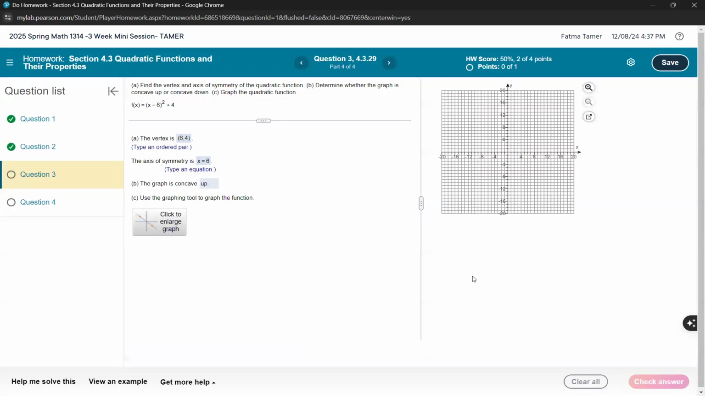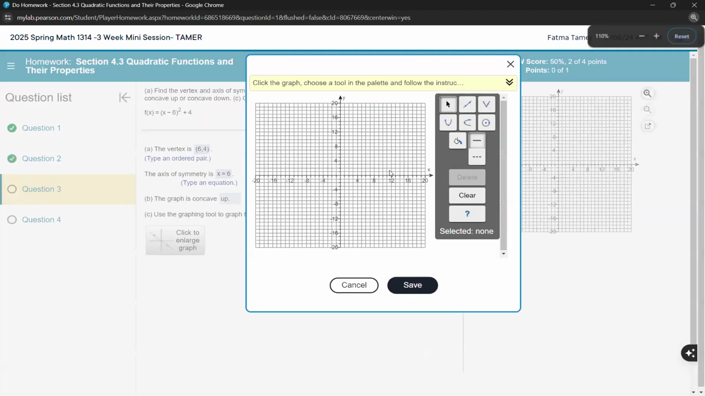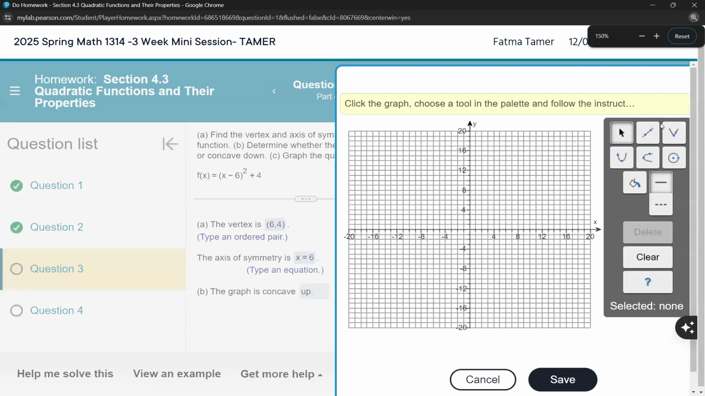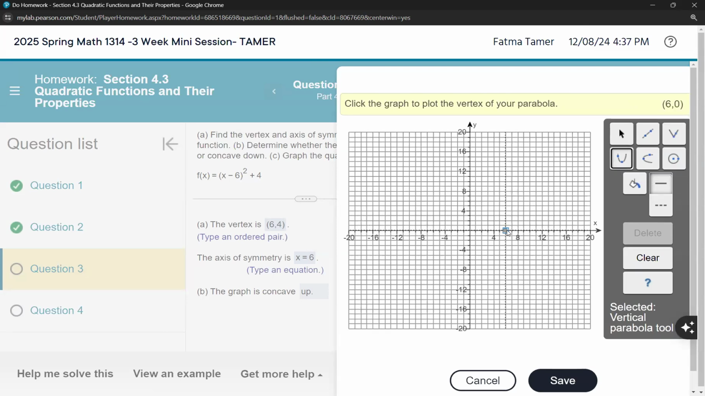And now it'll be the graph time. So we are going to click to enlarge the graph, and I'm just going to make this bigger if possible. So I'm going to graph the parabola. First, we're going to locate the vertex, so 6 and 4.